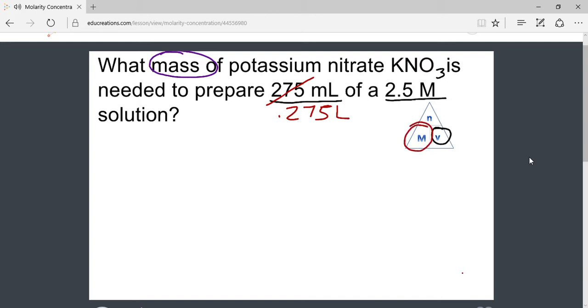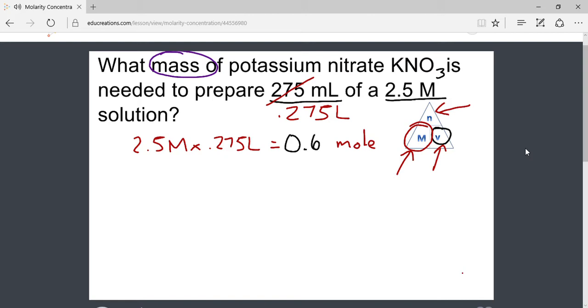To calculate the number of moles, to solve for N, we simply multiply our molarity concentration and our volume in liters. Therefore, 2.5 molar times 0.275 liters will give us the number of moles needed. This calculates to 0.69 moles of potassium nitrate.